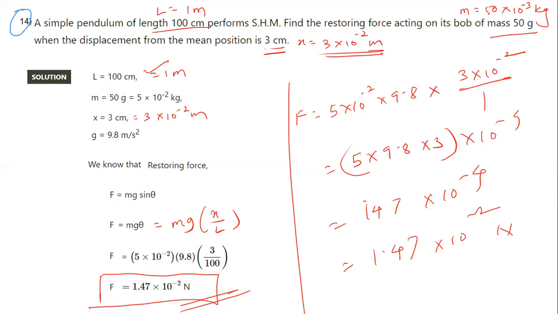Pay attention: as you get the answer, immediately you try to write it down in standard form.